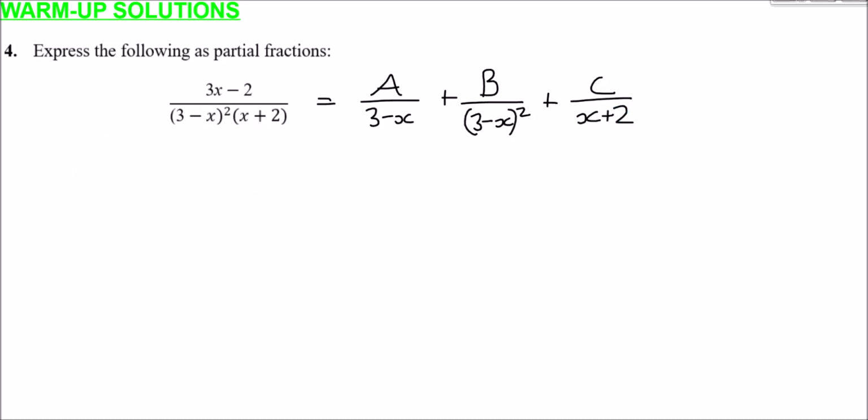Now, in the same way, we just imagine this on both sides being multiplied by 3 minus x all squared and by x plus 2. On the left, therefore, we'd just be left with 3x minus 2, a over 3 minus x times by all of this. One of these 3 minus x's would cancel, but we'd still be multiplying by another 3 minus x. So we'd have a 3 minus x times this x plus 2.